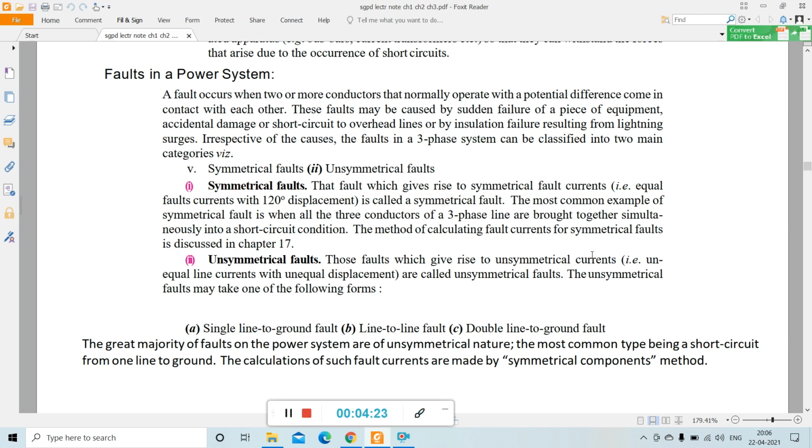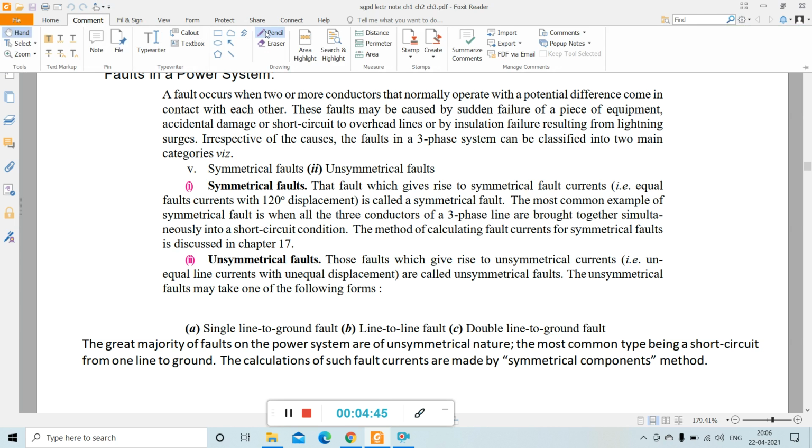So what does symmetrical fault mean? The fault which gives rise to symmetrical fault current, that means equal fault current with 120-degree displacement, is called symmetrical fault. The most common example of symmetrical fault is when all the three conductors of a three-phase line are brought together simultaneously into short circuit condition.